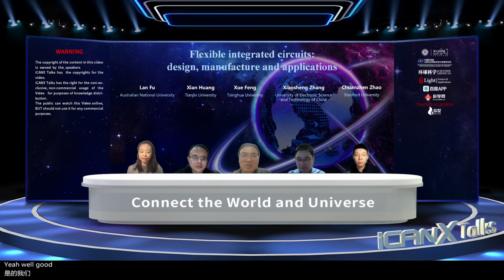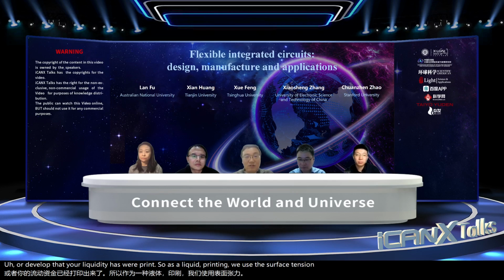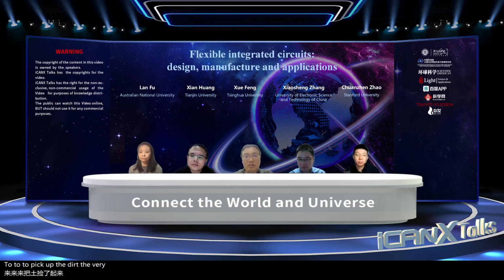Yeah, a very good question. For the transfer printing, our work is from a different thickness of the chips. If the thickness is below 1 micrometer, the device is very thin, so it's very easy to fracture. If we use the stamp to pick it up, it's very easy to fracture. That's why we had to develop the liquid transfer printing. In liquid printing, we use the surface tension to pick up the very thin chiplet.